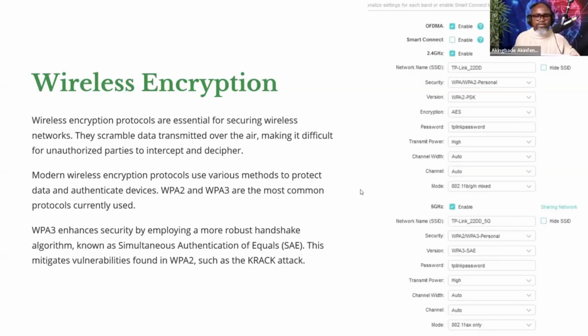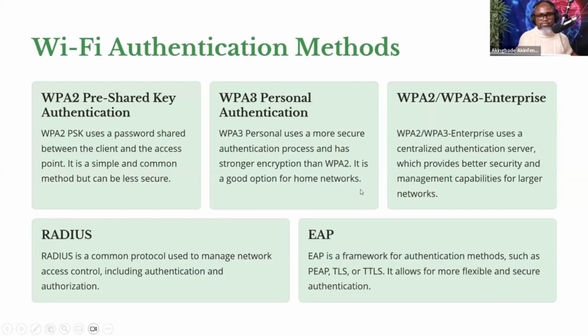Okay, Wi-Fi authentication methods. We have pre-shared authentication with WPA2, which uses a strong password shared between the client and access point. WPA3 personal authentication uses a more secure process and has stronger encryption than WPA2. On the enterprise side, we have WPA2 and WPA3 enterprise, which use a centralized authentication server. RADIUS is a common one used to manage network access control.